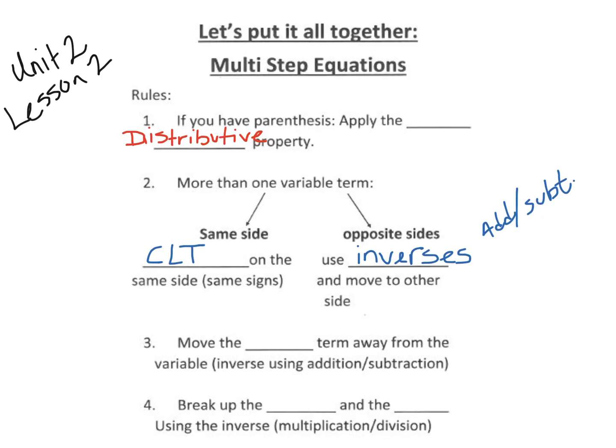Our third step will be to move the constant term away from the variable using addition or subtraction. And my last step will be to break up the coefficient and the variable using the inverse, which will be multiplication and division. All right, if you need to pause the video to finish filling in these notes, go ahead and do that. Otherwise, let's go ahead and start on our examples.